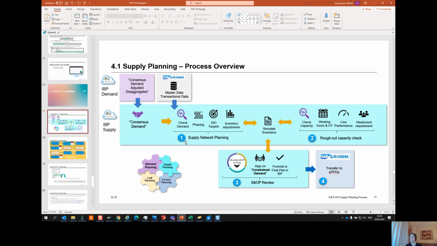So for some reason, some processes may not be executed, but they are still present in the system, and they can screw up the whole upcoming cycle because the system will still consider them, and demands will not be consumed in the correct way. So that's how I see it. Supply planners need to clear the past data, and that's what they do every month.